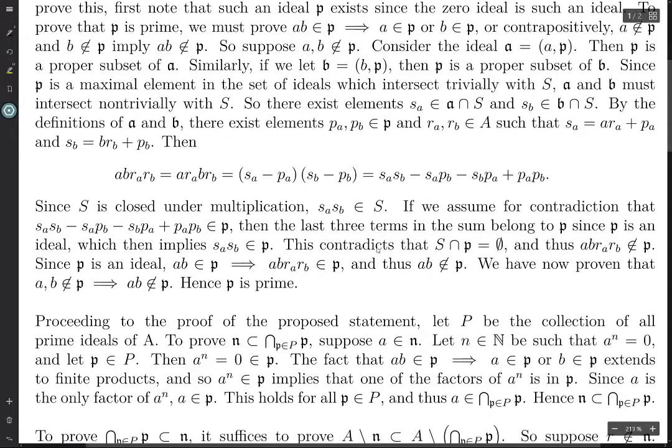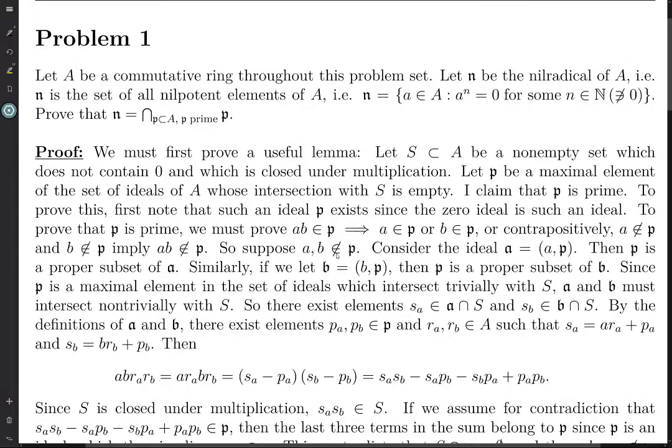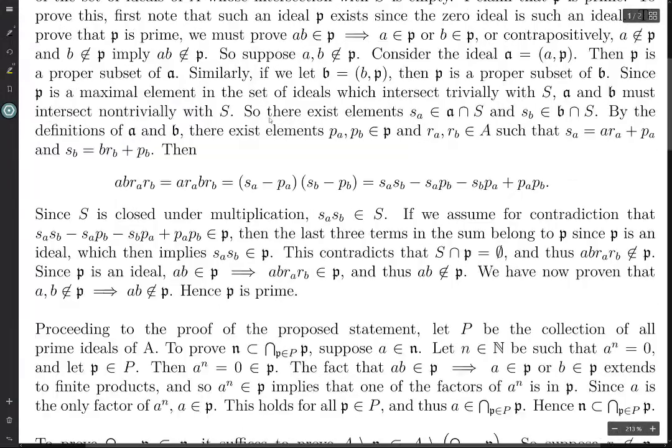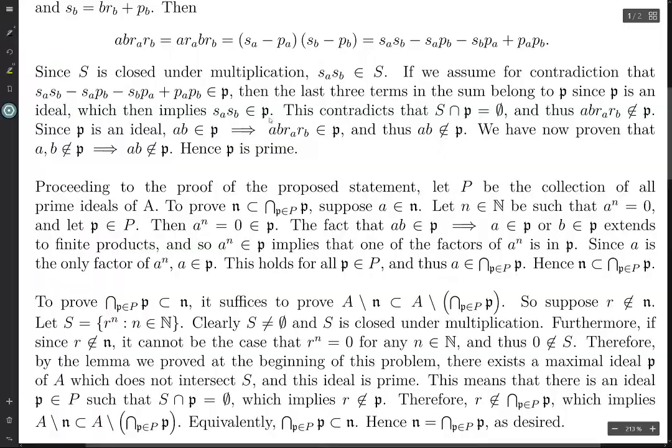Alright, with this in mind, what were we trying to prove again? Oh yeah, the nil radical. The set of nilpotent elements is equal to the intersection of all prime ideals P. Okay, so let's prove that. Let P be the collection of all prime ideals of A.